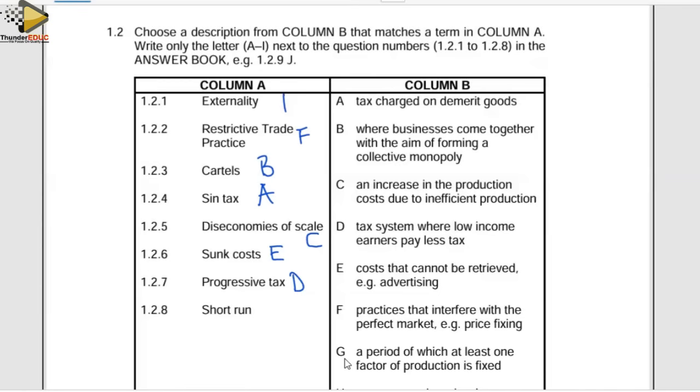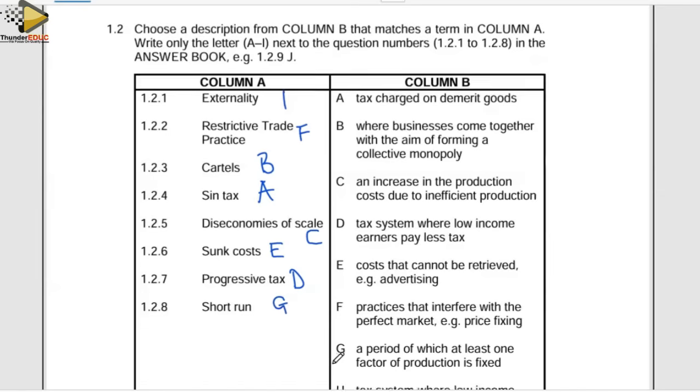In the long run, everything can be changed. Everything becomes variable. So whenever we can't change a factor of production, we are still in the short run. At least one. If there is any factor that cannot be changed, we are in the short run. And the short run is not a specific period. It depends on an industry or a business. It varies from one business to another, from one industry to another. So a short run matches with item G, which says a period at which at least one factor of production is fixed. That takes us to the end of question 1.2.